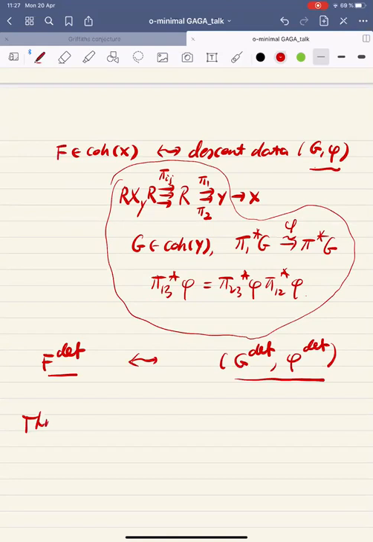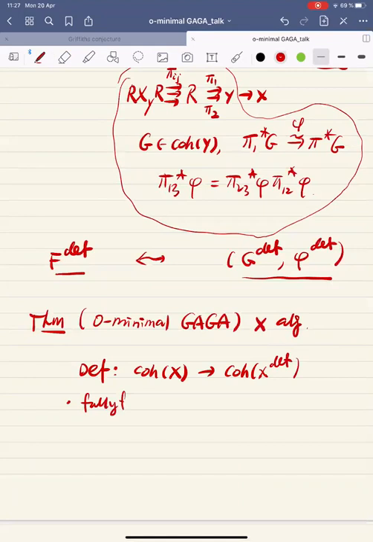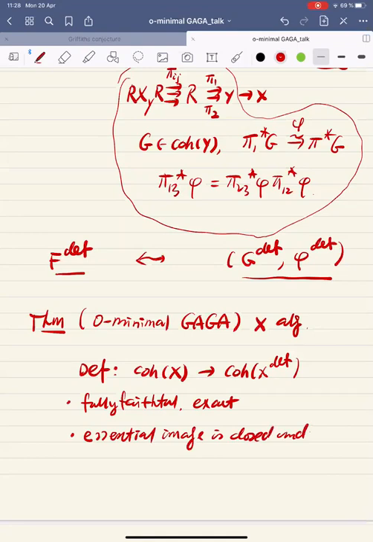So now comes the theorem, the O-minimal GAGA. It says that if X is a definable algebraic space, then this functor, sorry, definabilization, is fully faithful. By this, I mean it's an isomorphism on the level of morphisms, and also exact. And this map is not essentially surjective, but the essential image is closed under sub-objects and also quotients.